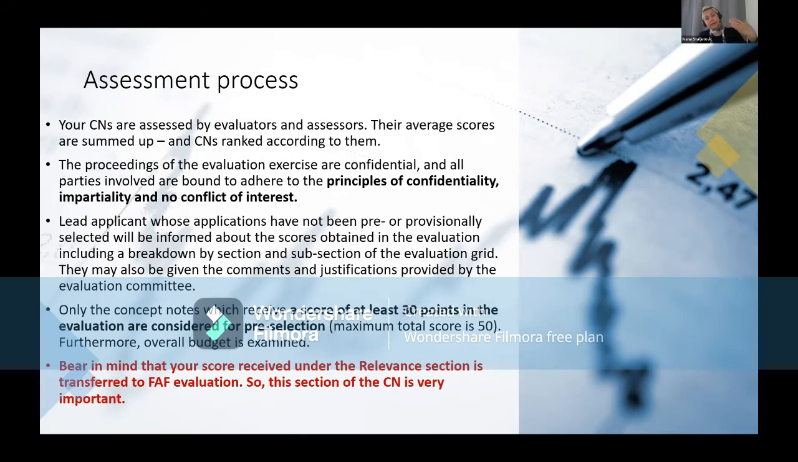So if there are many more concept notes that gained higher scores than yours, if you have only 30 points or a bit above, then maybe you will not be invited. It's not the case that everyone who satisfies this minimum threshold will be invited to the second stage. That is what I wanted to clarify.